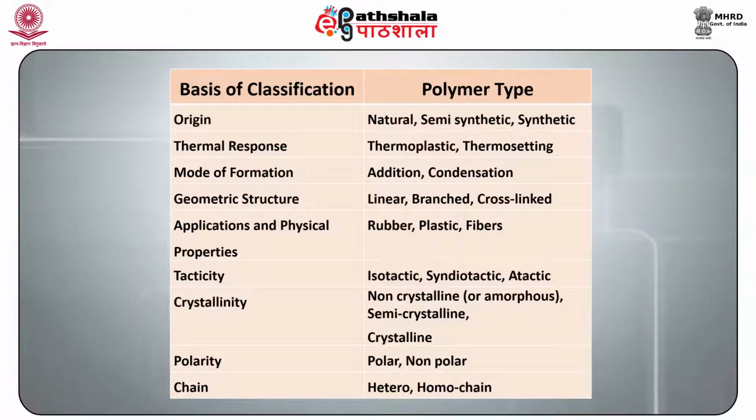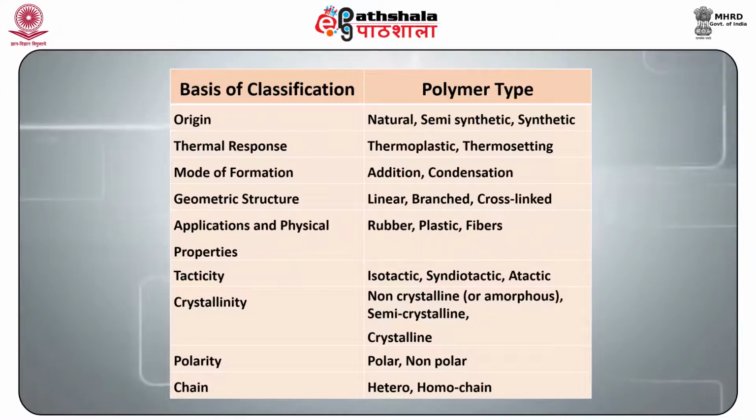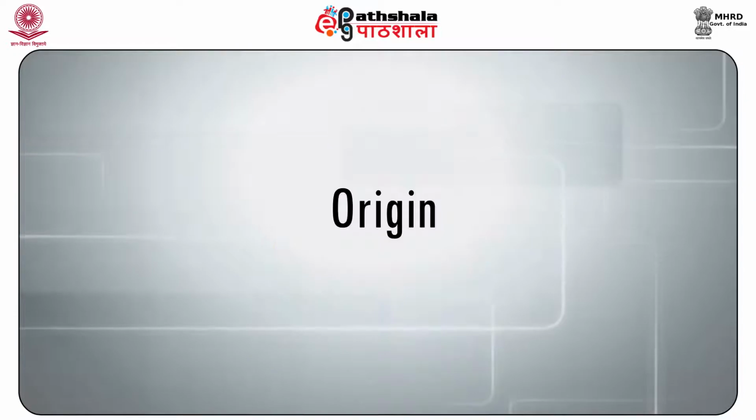On the basis of polarity, we can have polar as well as non-polar polymers, and on the basis of chain, we can have hetero or homo chain polymers. Now we shall look at some of them in detail. For example, classification on the basis of origin.